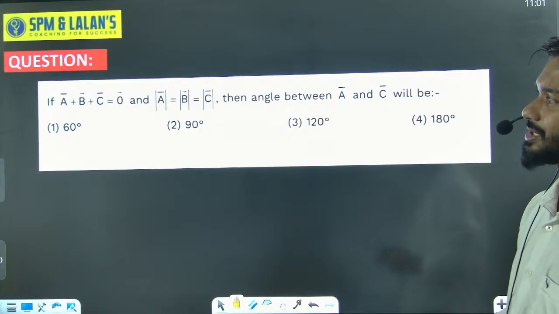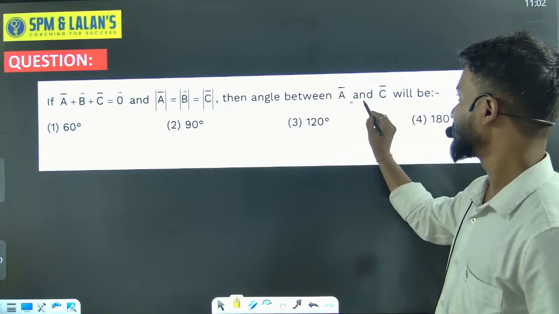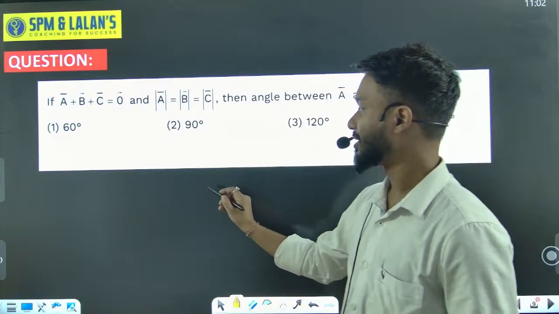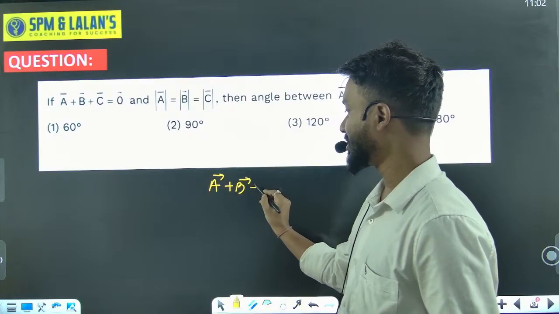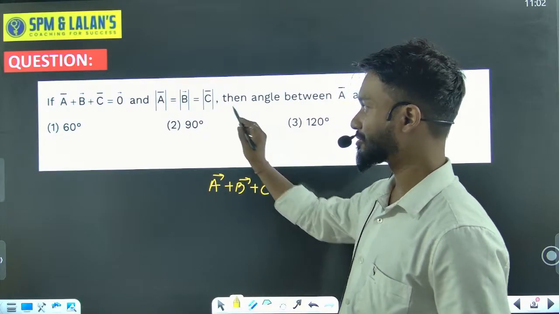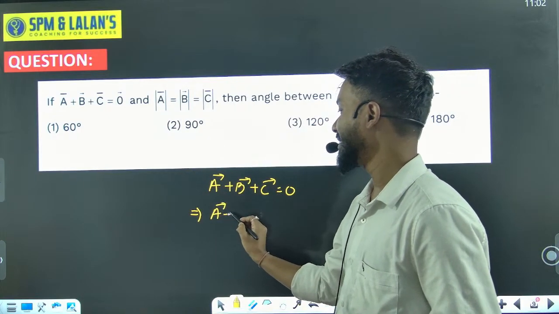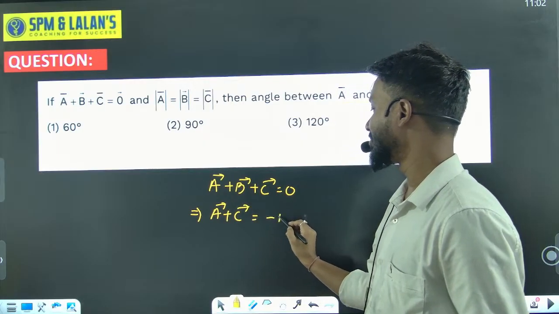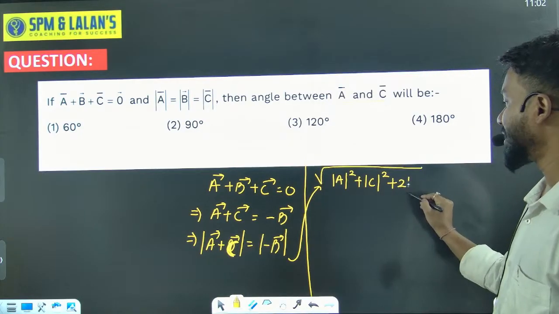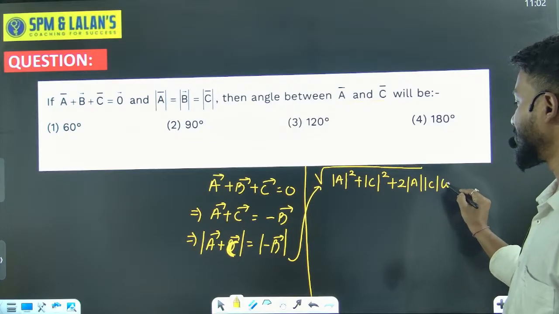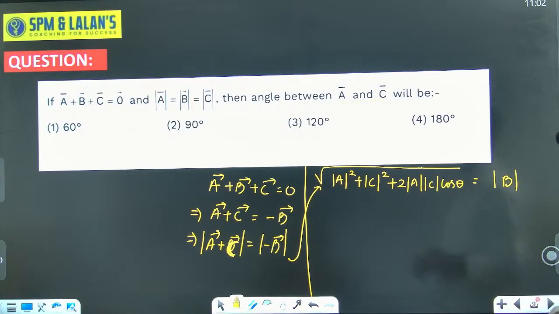A plus B plus C equals 0, and magnitude of A, magnitude of B, magnitude of C all are equal. Then the angle between A and C will be how much? So we are given that A plus B plus C equal to 0. Directly also we can say, A vector plus C vector will be equal to minus B vector. Then I'm taking the magnitude: magnitude of A square plus magnitude of C square plus 2 magnitude of A magnitude of C into cos theta will be equal to magnitude of B square, because when we take magnitude everything becomes positive.